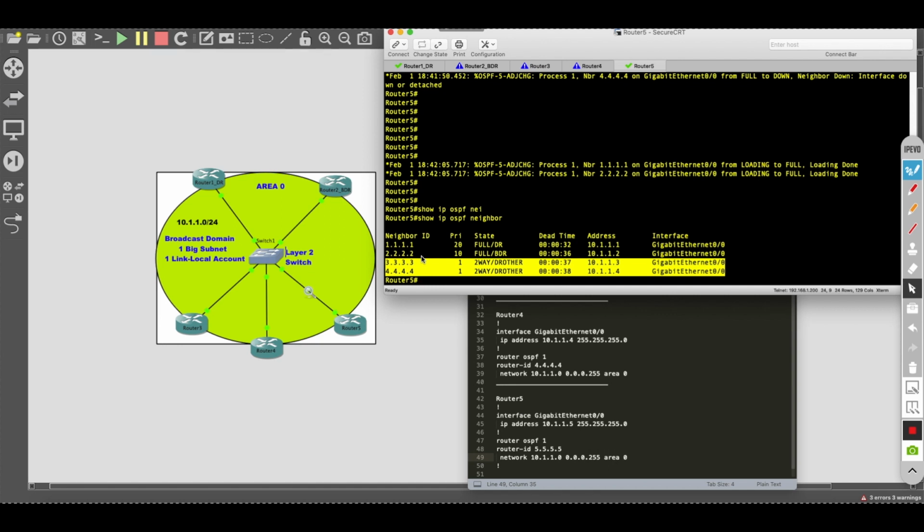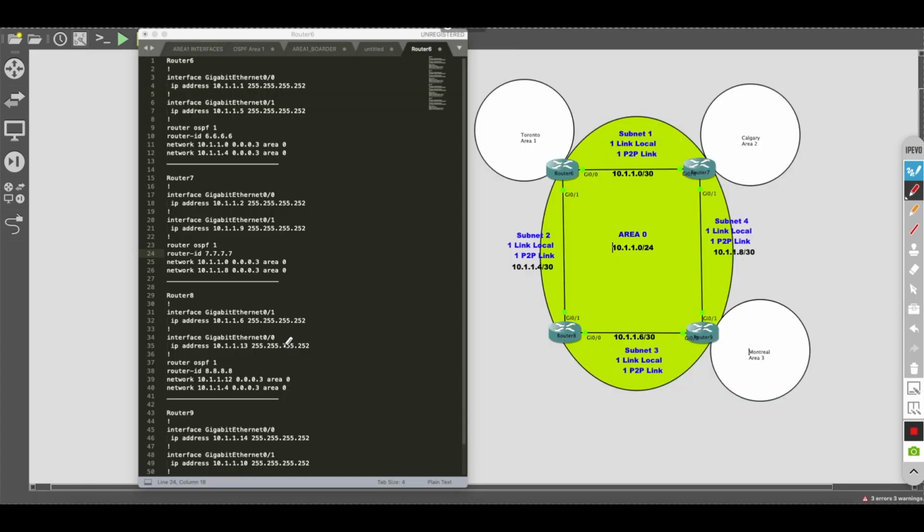So that is the way you can have more control over the election process in your broadcast domain. Up until this point, we talked about OSPF in a broadcast network, but I'd like to talk about OSPF in a point-to-point topology as well. So let's take a look at the scenario that I've created.